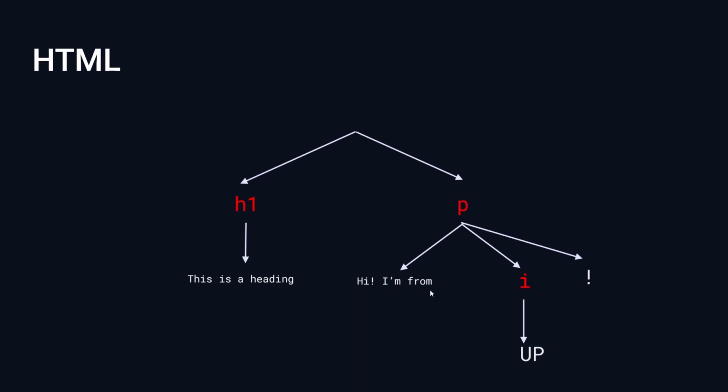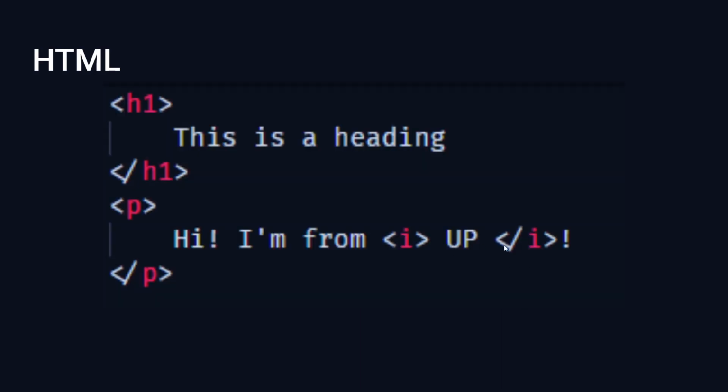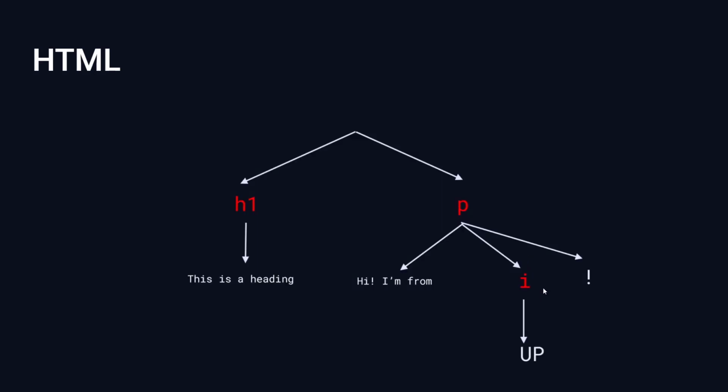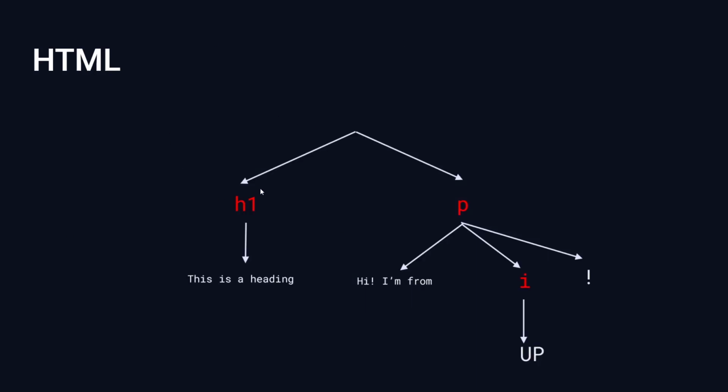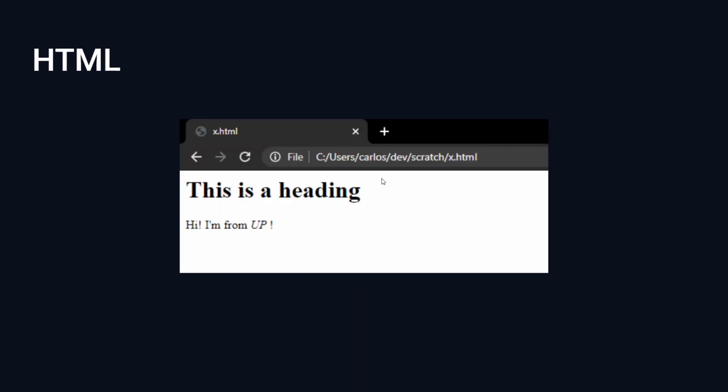Hi, I'm from I, tsaka exclamation mark. Hindi niya anak si UP. Anak niya itong I element. No? And then si I element, may anak siya na UP na text. Okay. So seems simple enough, di ba? So kung papakita natin to sa browser, ganyan yung itsura. This is a heading, hi, I'm from UP. Italicized. So yun yung clue, bakit letter I yun.